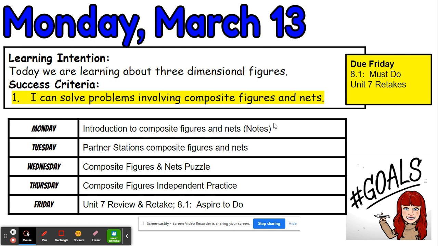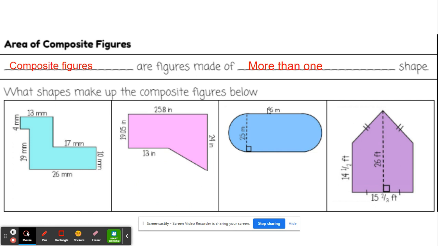I will be posting on Friday. Some of you will be taking those Unit 7 reviews and retakes for different sections that you didn't necessarily do as well on. And then I'll also have the Aspire To Do posted for those of you who finish those retakes. But right now, we're going to go ahead and talk about the area of composite figures.